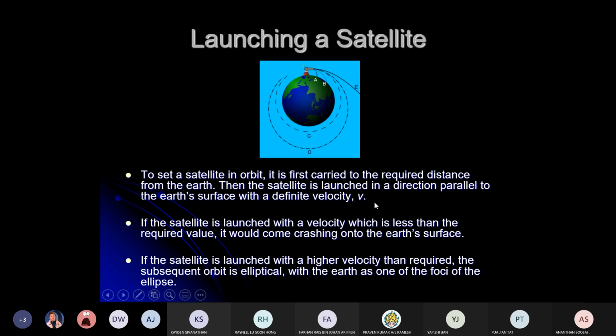If the satellite is launched with a velocity less than the required value, what will happen? It will crash to the Earth, right? Like what is happening every day. If you throw a ball horizontally, it's going to crash to Earth. You're going to fall back to the Earth because the speed you launch at is very low. If you go higher than that, it's going to subsequently leave the orbit.